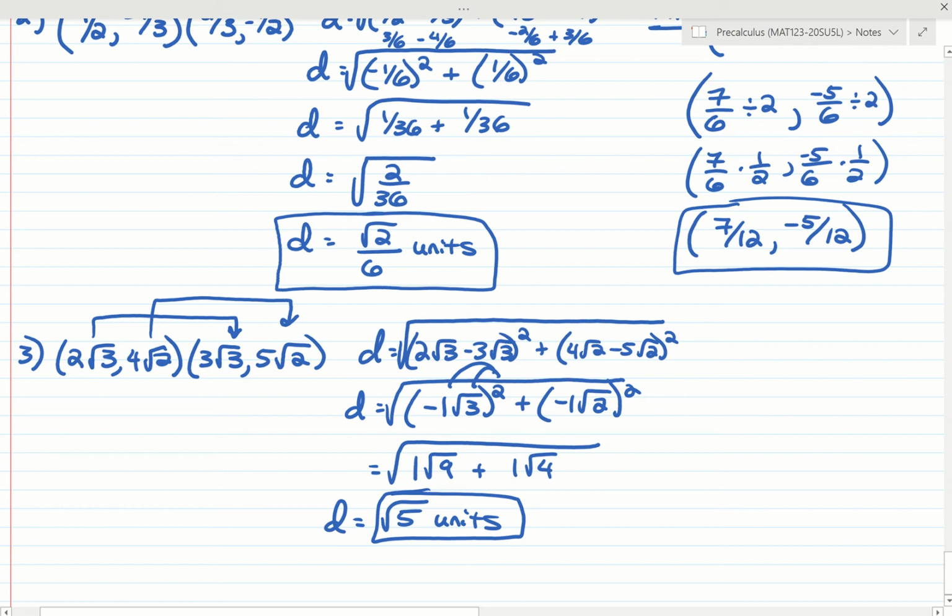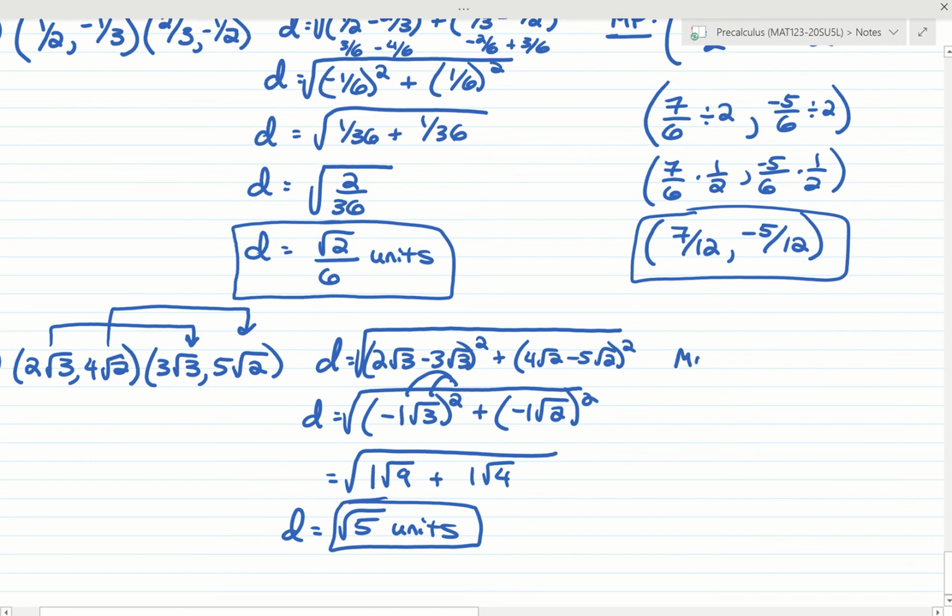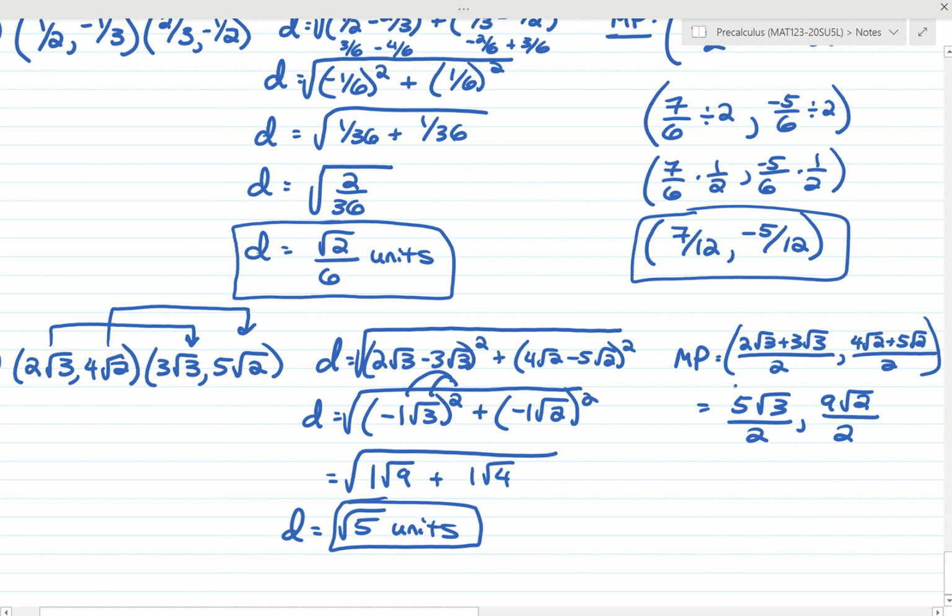And let's find the midpoint. To get the midpoint, we're going to take 2 root 3 plus 3 root 3 and divide it by 2. It's going to be the x values, and the y values would be 4 root 2 plus 5 root 2, and we're going to divide the whole thing by 2. So let's see what this comes out to. We're going to have 5 root 3 divided by 2, and 9 root 2 divided by 2.